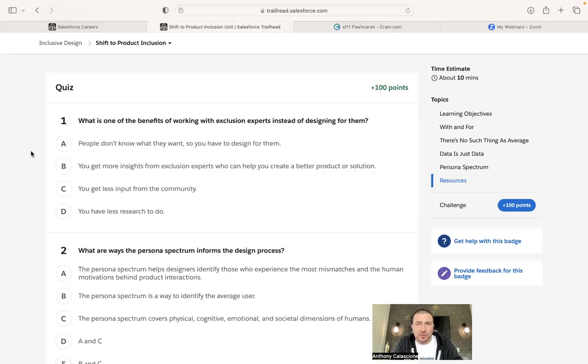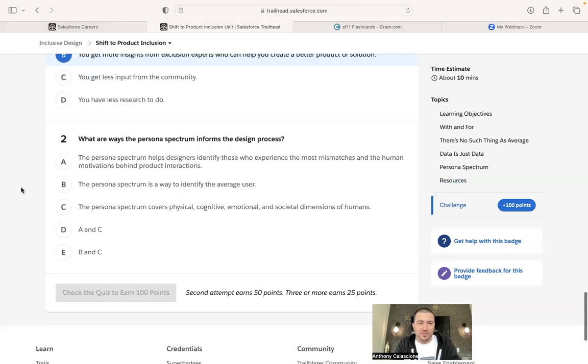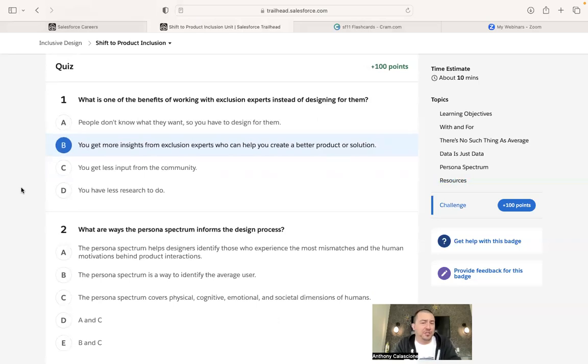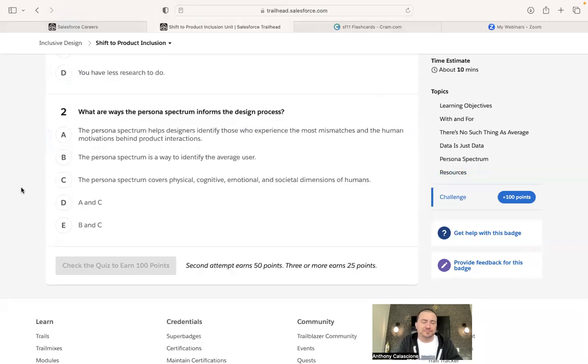Because the reality is people don't know what they want. You do have to design for them. In fact, that's almost a direct quote from Steve Jobs when talking about the iPhone. But I don't think Salesforce would present an answer that is worded, people don't know what they want, so you have to kind of give it to them. Although it's true, I just don't think it's the correct answer. So we're gonna go with B, because it sounds much more of a Boy Scout answer. You get more insights from exclusion experts who can help you create a better product or solution. Like that sounds like a Salesforce answer.